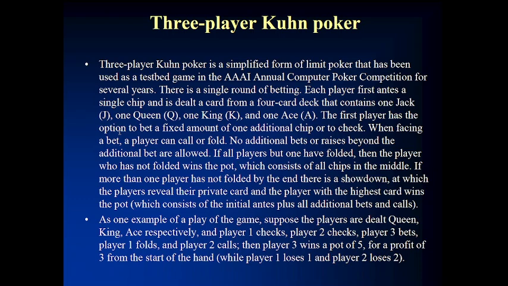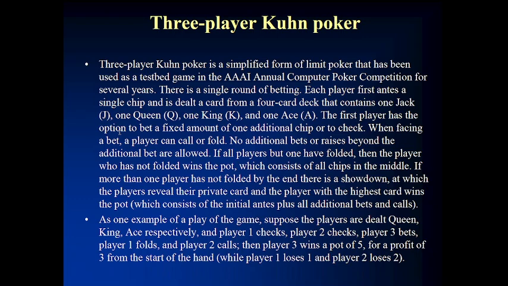If one player bets, another person calls, then there's a showdown, and the player with the highest card is going to win the whole pot. So just as an example, suppose the first player has a queen, then king, then an ace, and suppose it goes check, check, and then the ace bets, and then the queen folds, and then the king calls, then player 3 is going to win.